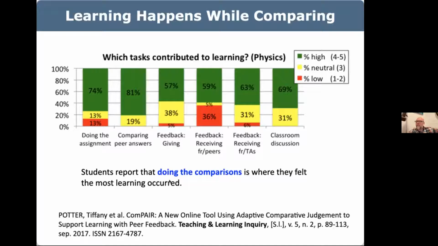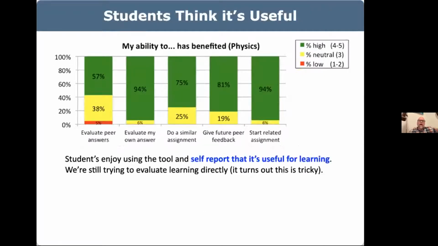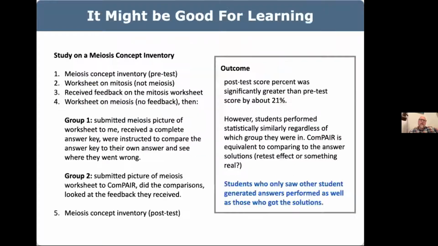But of course, this is self-reported, right? And students think it's useful. This is honestly self-reported, and it's my ability to evaluate my peer answers, my ability to evaluate my own answer. So this is sort of a confidence on a Likert scale, right? So this is interesting, but it is student opinion, right?